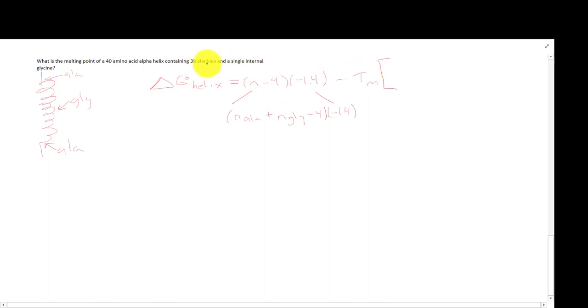Alanines are going to cost a little bit less than glycines to order. But since alanines are at the top and the bottom, the N-ala is going to get the minus 1. Because, again, half of an alanine on either end is unlocked, and so we don't have to pay that cost. So we're going to have N-ala times negative 0.00413. And then we're going to add N-gly times its entropic cost, which is negative 0.005.